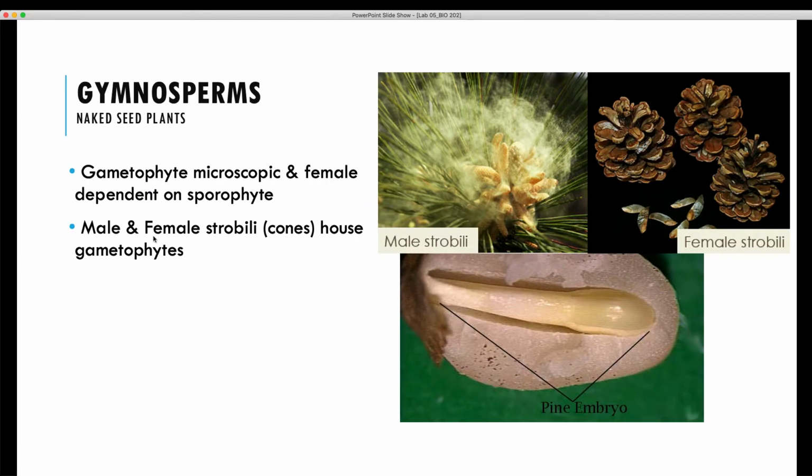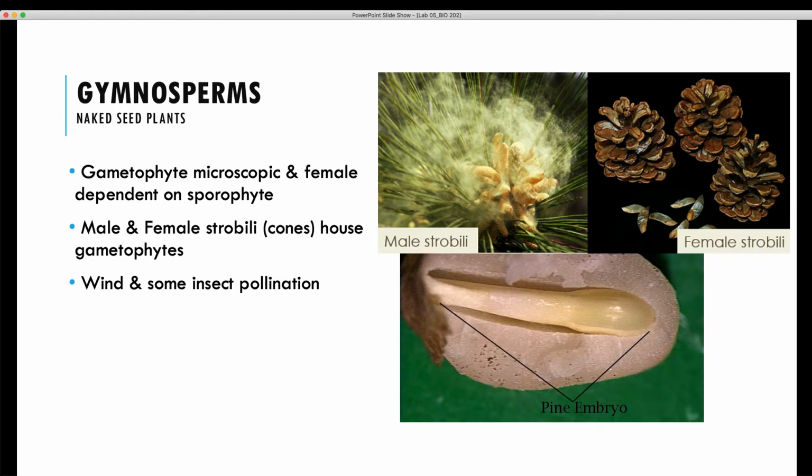So we also have male and female cones. These at the bottom, which would be at the base of a pine tree, are our male cones that produce the pollen grains, which in turn produce the sperm. And then our female cones are usually located higher up on the tree, and they are going to house the eggs and eventually be pollinated and hold the seeds as well.